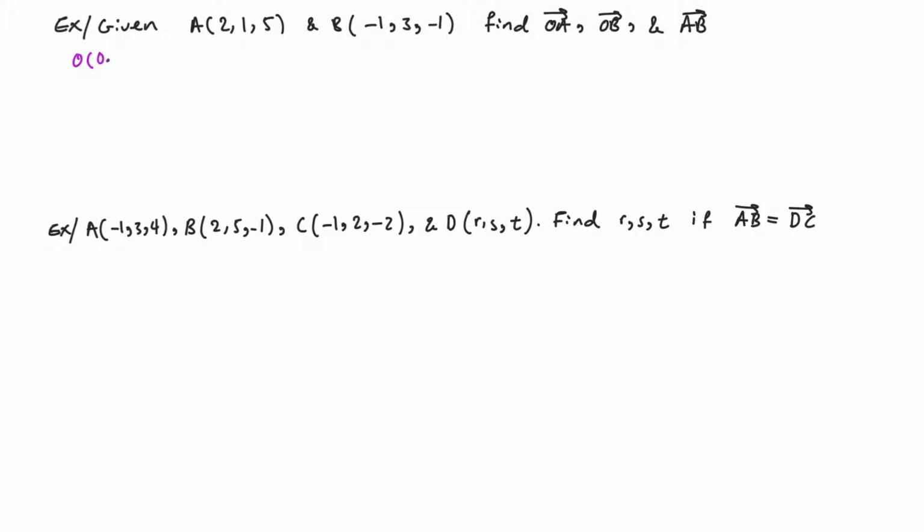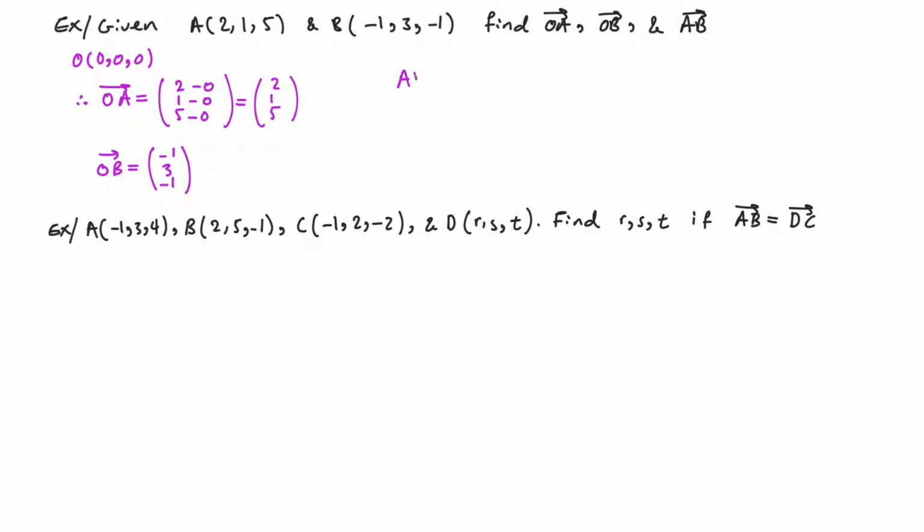We're going to start off the question with writing the x, y, and z components of the origin, which are all 0. So if we want to find the vector OA, we have to subtract the x, y, and z components of O from A. So 2 minus 0 gives us 2, 1 minus 0 gives us 1, and 5 minus 0 gives us 5 as the x, y, and z components of vector OA. We're going to use the same logic because any number minus 0 is itself. Vector OB becomes -1, 3, -1.